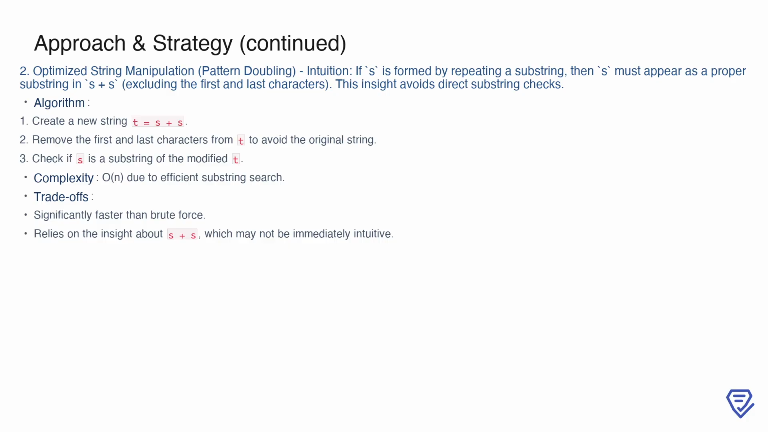The beauty of this approach lies in its efficiency. With the help of efficient substring search algorithms, the time complexity is reduced to n. The trade-off here is that the insight about string doubling might not be immediately obvious, but once understood, it leads to a quick and elegant solution.